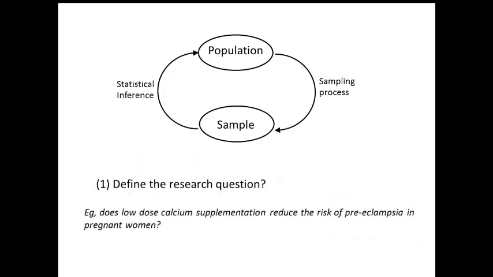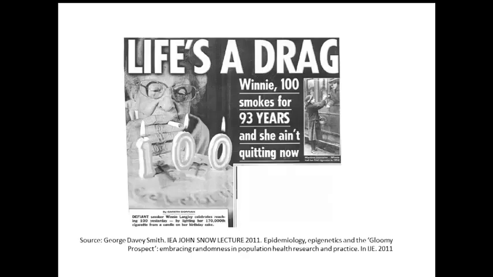So for example, if our research question is, does low-dose calcium supplementation lower the risk of preeclampsia in pregnant women, then the target population would be all pregnant women. Once the research question and target population are defined, and this usually involves a set of inclusion and exclusion criteria, we then have to be explicit about how we select a sample, i.e. the sampling process. Here's a bad example of a sampling process, an anecdote.